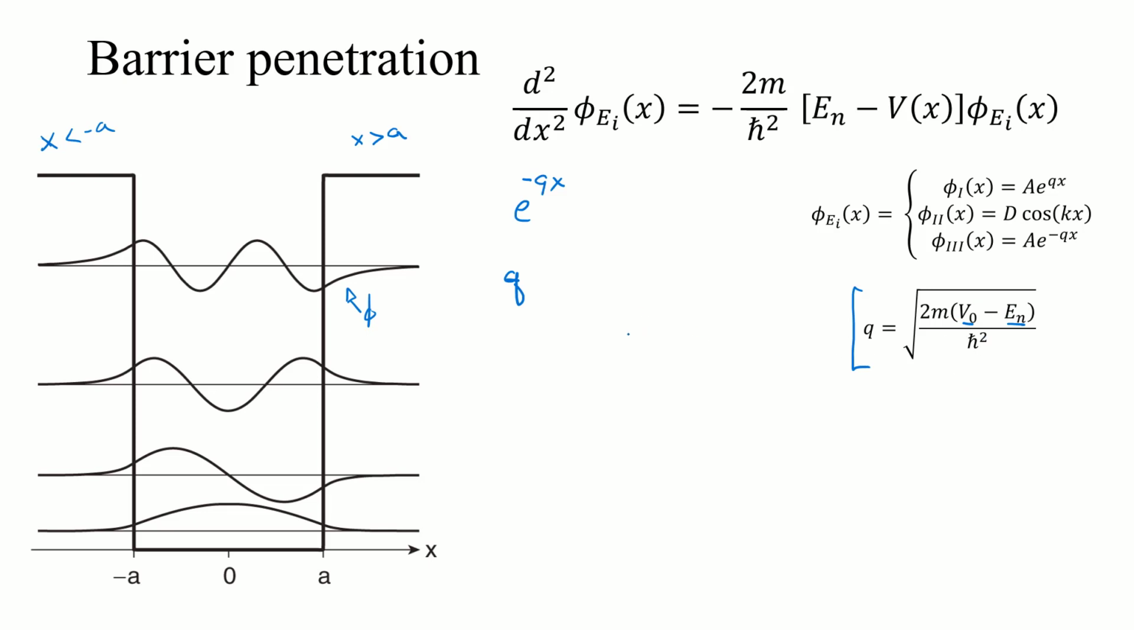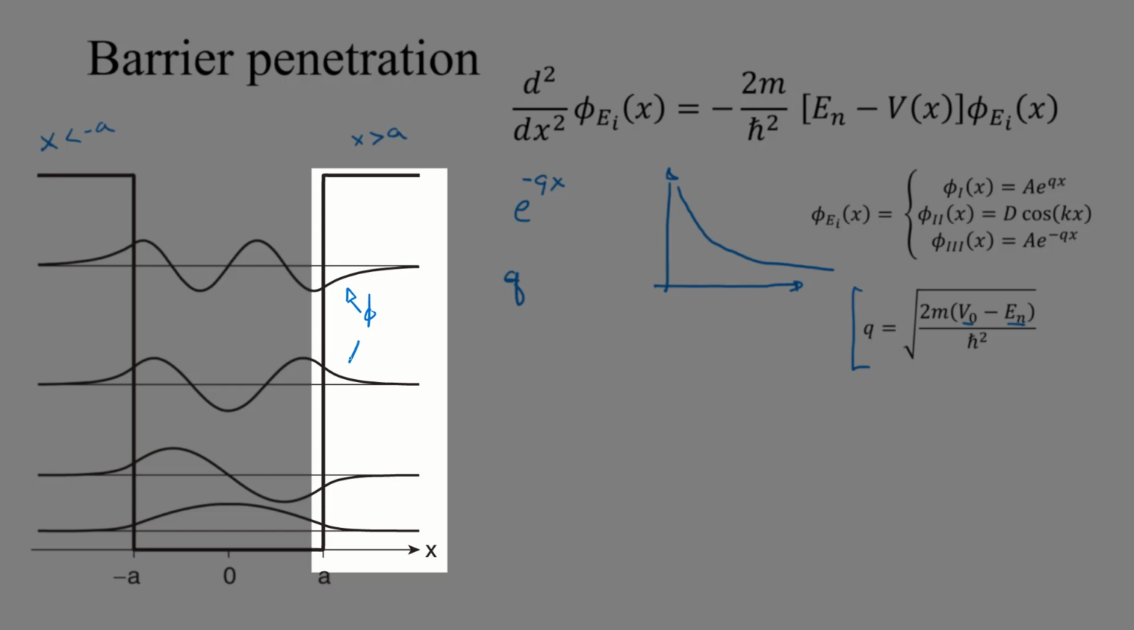So this exponential decay, hopefully you've all seen this before. You have exponential decay values. It starts with some value and it just decays exponentially. And you see this in the boundary regions here. The wave function hits the boundary at some value and then exponentially decays to 0.